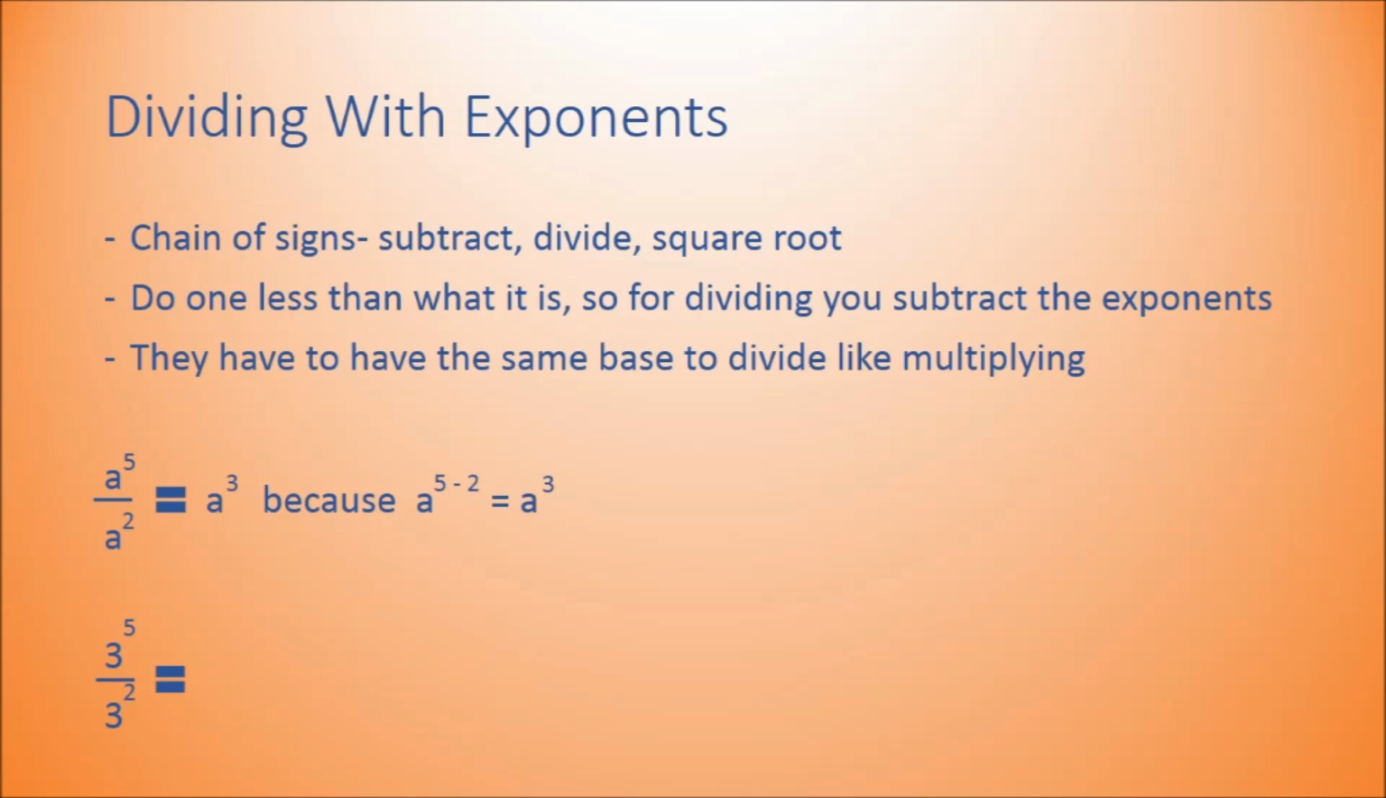So here's a sample problem. 3 to the fifth over 3 squared. Again, you're going to subtract the exponents, and you have the same base of 3. So 5 minus 2 is 3, so you get 3 cubed, or 3 to the third. And when you do that out, you get 27. And if you wanted to do it the long way, 3 to the fifth is 243, and 3 squared equals 9, and 243 divided by 9 is 27. So that's kind of proving the rule again.